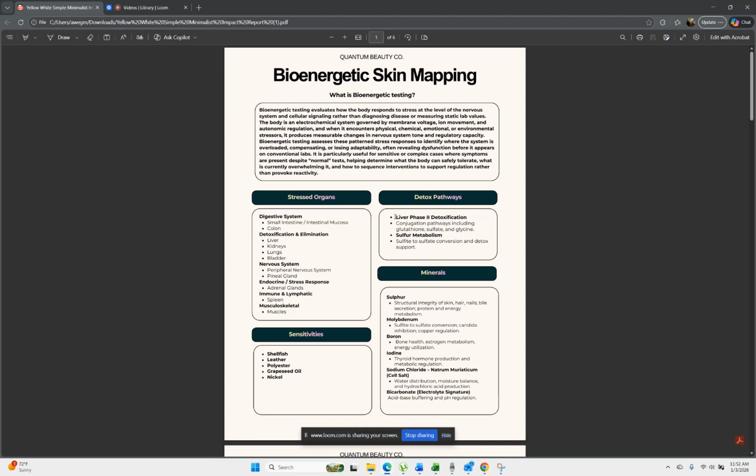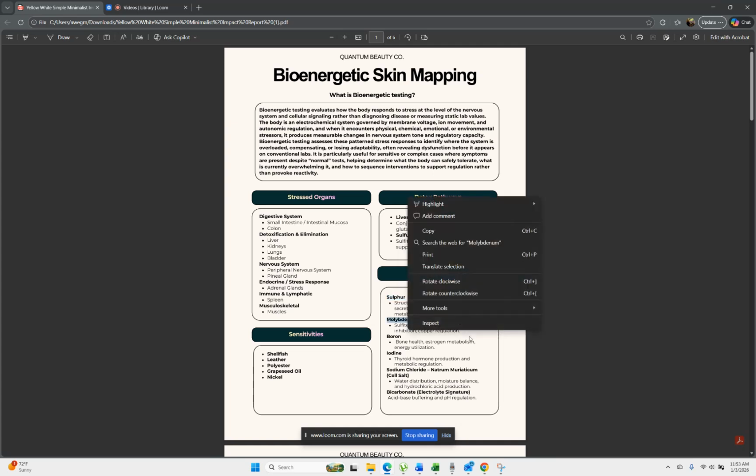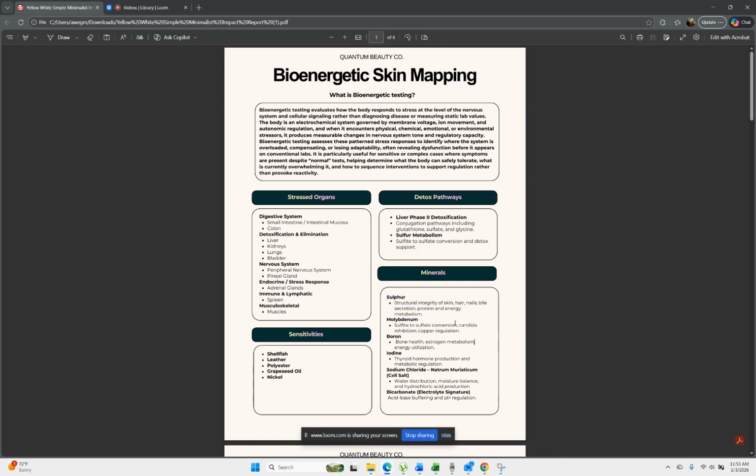But you can see here, liver phase 2 detox. This is where you're going to be conjugating the fat-soluble toxin that's made into something that's actually more reactive, and phase 2 is where we make it water soluble so that we can get rid of it. This is going to be the glutathione pathway, the sulfate pathway. So this is sulfur metabolism that would be in the category of phase 2 liver detox. And then we can see sulfur here and molybdenum. So molybdenum is really important for sulfite to sulfate conversion. It also inhibits candida and helps with copper metabolism.